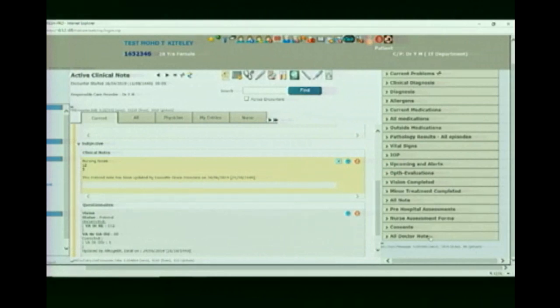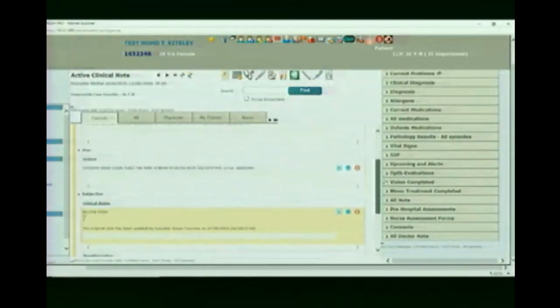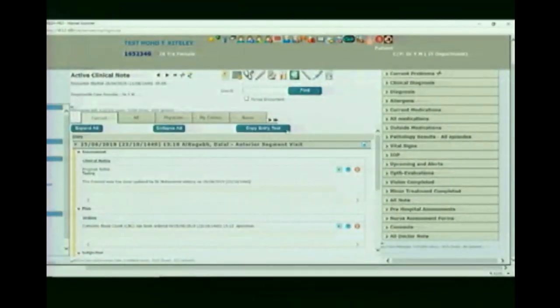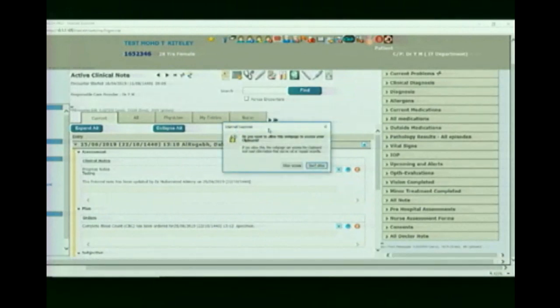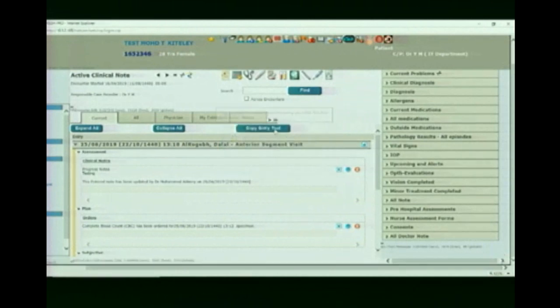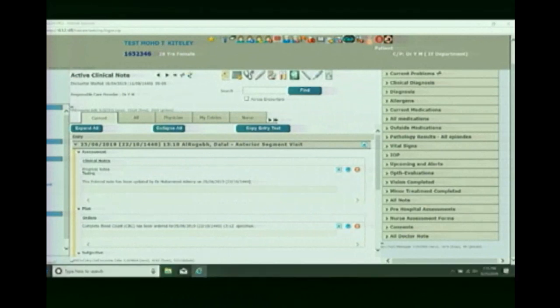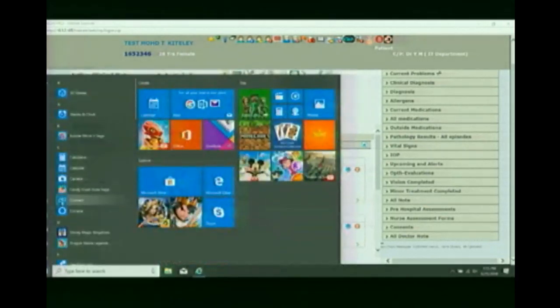Okay. So after you finish, you can copy entry text here and paste it in Word and whatever you want. Here, copy entry text and paste it in Notes or Word.